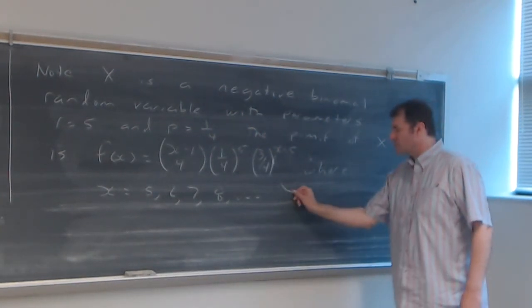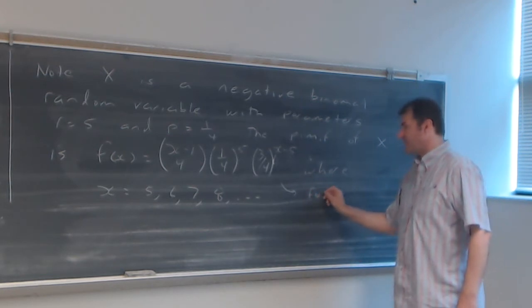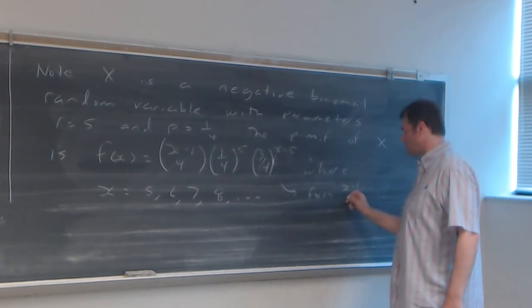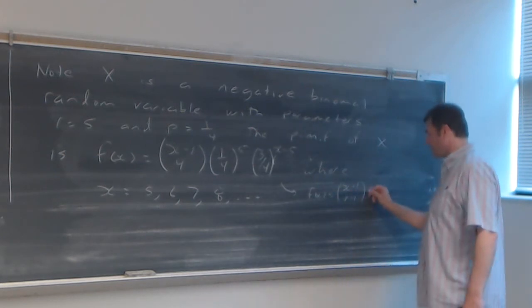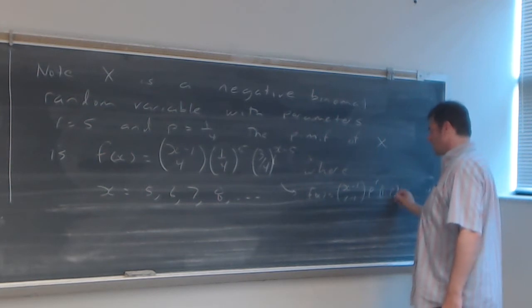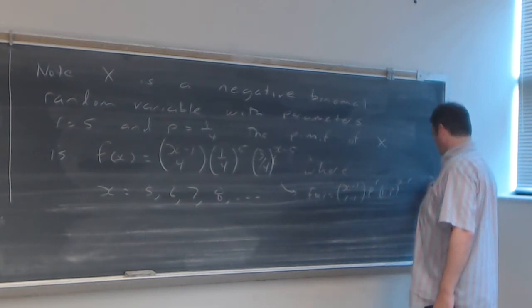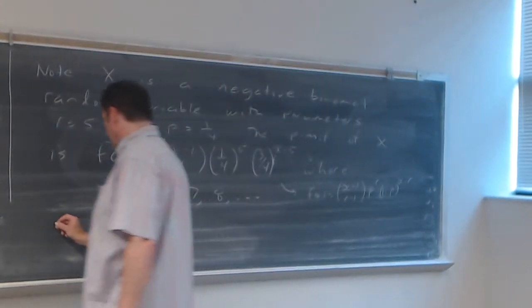Okay? I just want to reiterate this because I forgot what I had written earlier, but the form is f of x is equal to x minus 1 choose r minus 1, and here it should be p to the r, that's what I wrote, and then 1 minus p to the x minus r, that's what it is. So I hope that's what I wrote earlier.